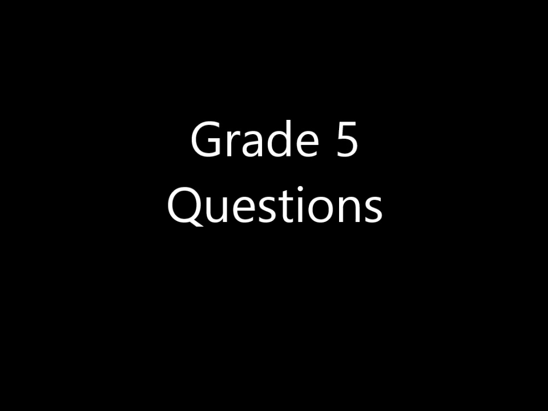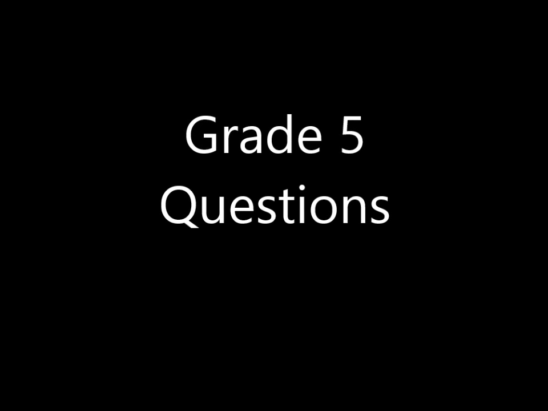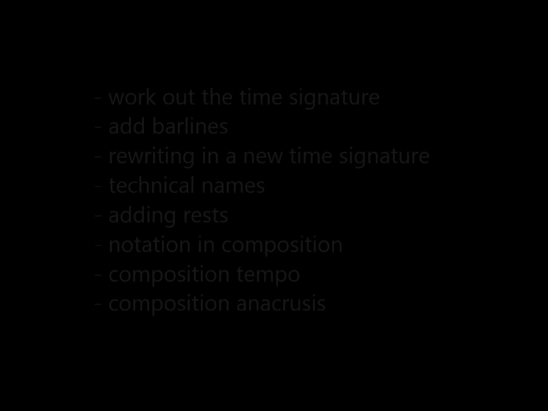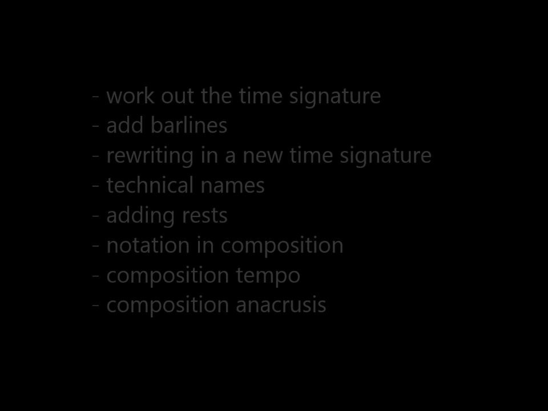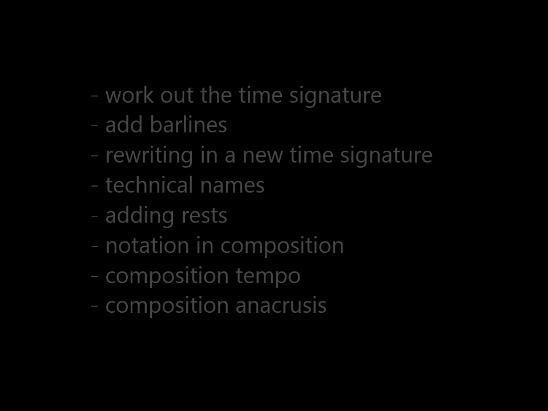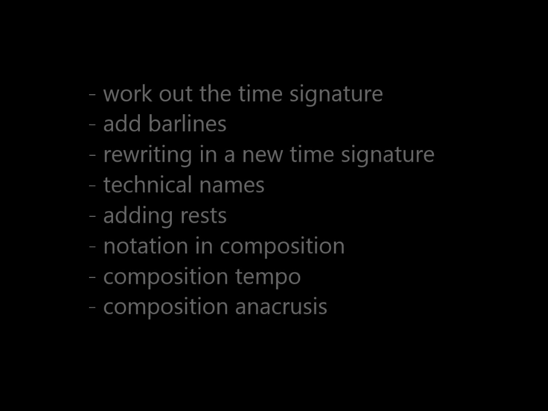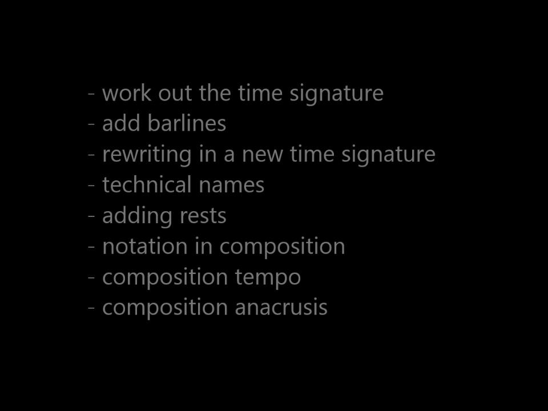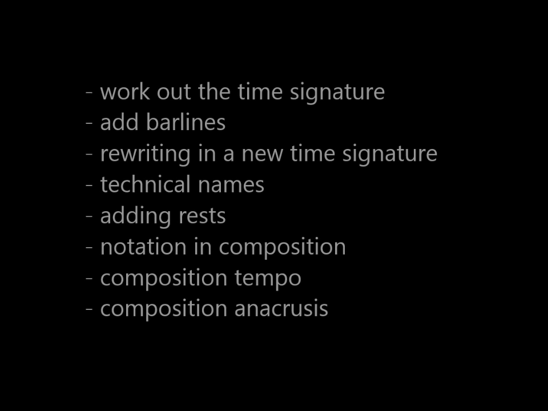In your grade 5 music theory exam, you'll be tested on time signatures in quite a few different ways. So let's have a look at the kind of questions that will probably come up in your exam. Most likely you will be given some bars and you'll need to work out what the time signature is. You'll be given some bars with the time signature and you'll need to put in the bar lines. You will probably have to rewrite part of a rhythm in a new time signature without changing the rhythmic effect.